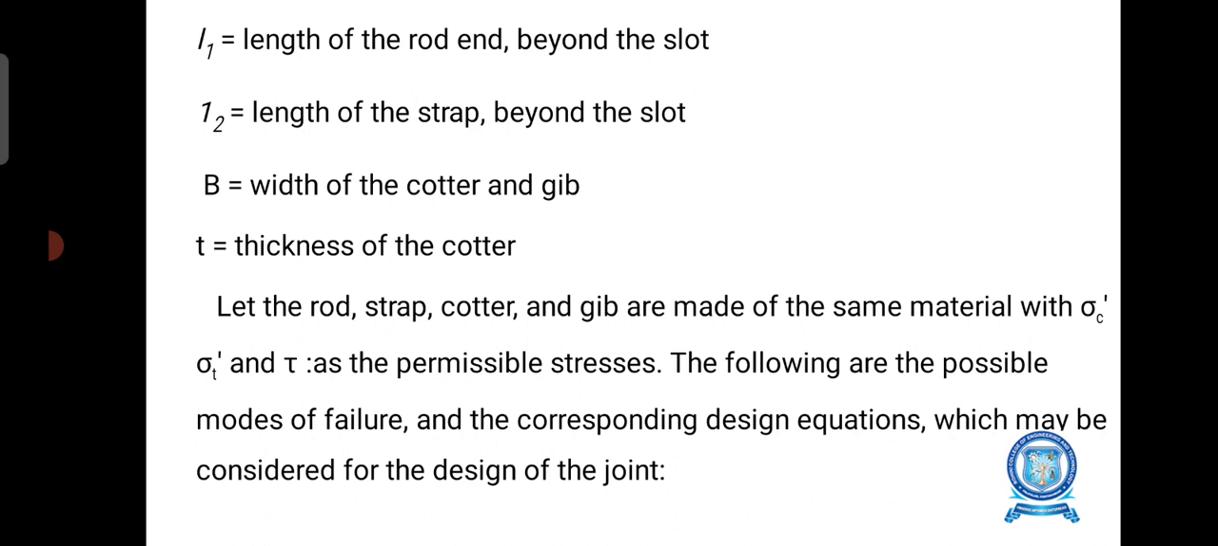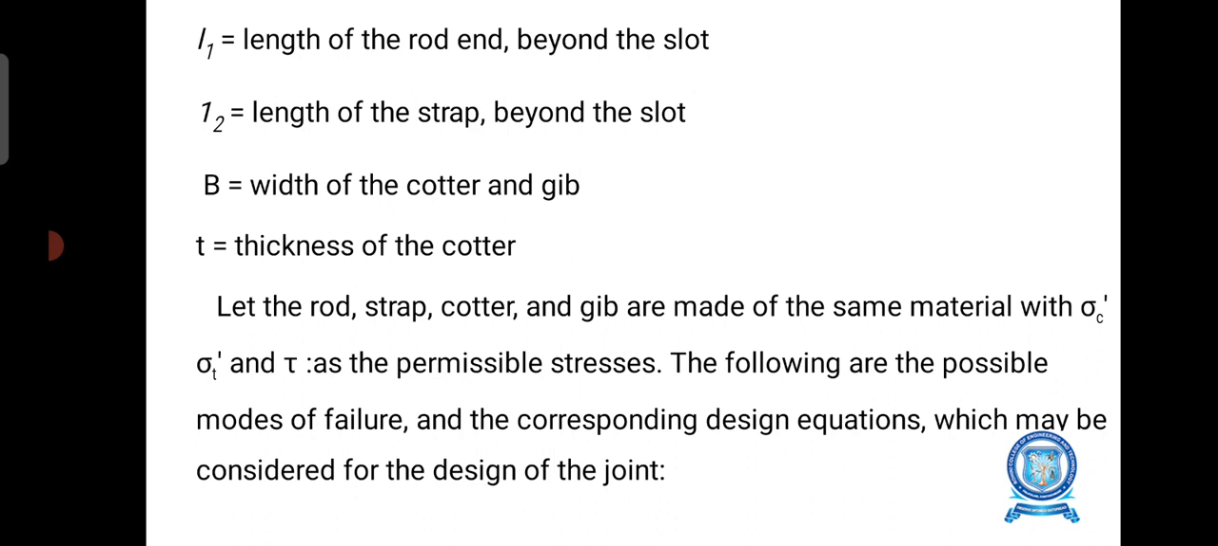L1 equal to length of the rod end beyond the slot. L2 equal to length of the strap beyond the slot. B equal to width of the cotter and gib. t equal to thickness of the cotter. Let the rod, strap, cotter and gib be made of the same material with sigma c, sigma t and tau as the permissible stresses.